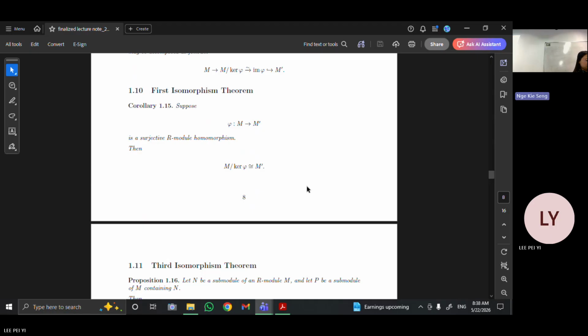So the next one, first isomorphism theorem. We have a corollary: if phi from M to M prime is surjective, then M mod kernel phi is isomorphic to M prime, as above.